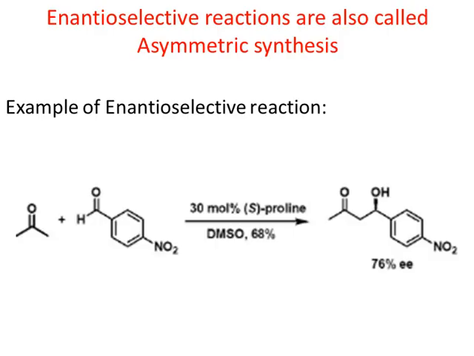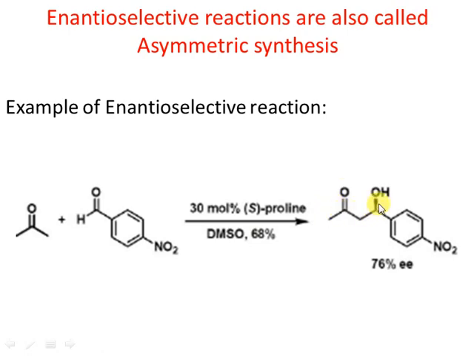So here we have an example of enantioselective reactions. Enantioselective reactions are also known as asymmetric synthesis. So whenever you see the term asymmetric synthesis, just remember that this is an enantioselective reaction. For example, we have acetone reacting with paranitrobenzaldehyde, right? This is the aldol reaction. So we are getting an aldol.